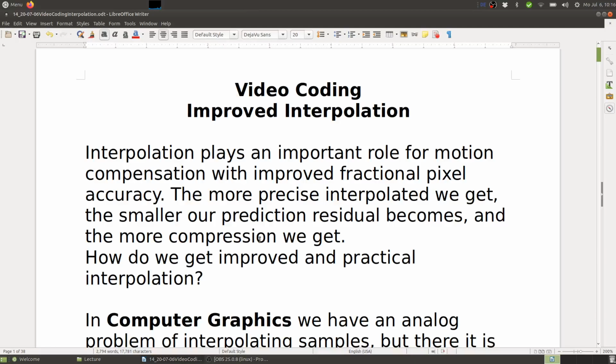Hi everybody, welcome to the next lecture on video coding, today about improved interpolation. We saw interpolation plays an important role for motion compensation with improved fractional pixel accuracy. The more precise interpolation we get, the smaller our prediction residual becomes and the more compression we get. How do we get improved and practical interpolation?